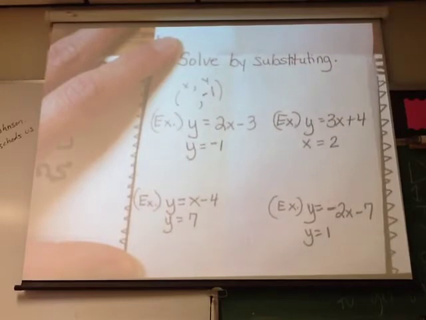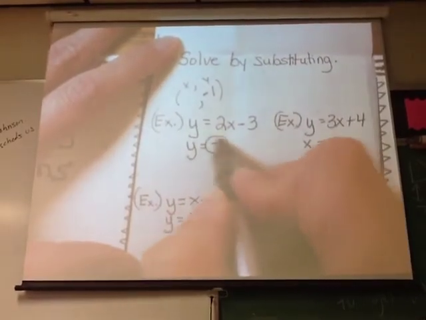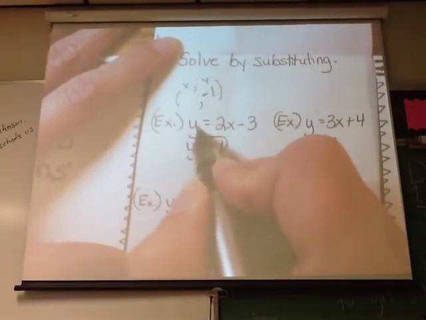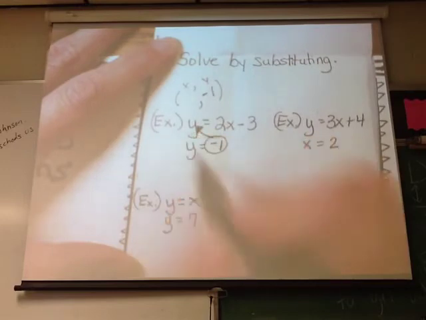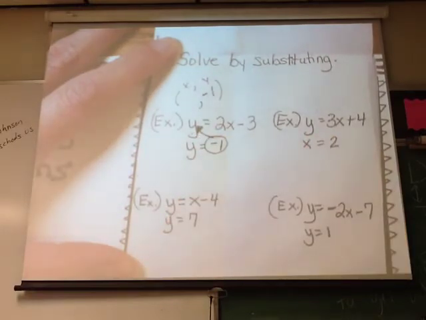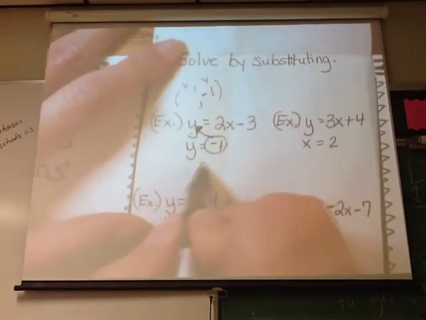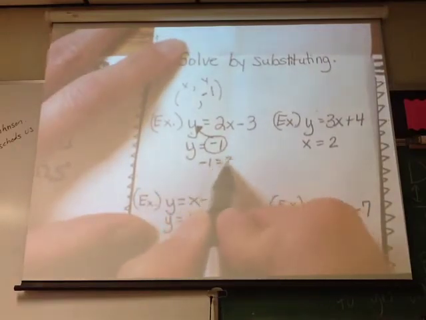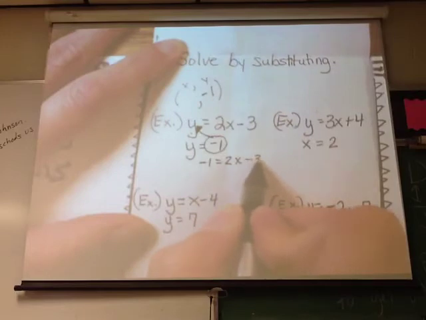For the first example, I'm going to write my x and y up here just as a reminder. Y is -1, so I already know half my answer. So go ahead and plug in the -1. Now to solve it, I need to take this right here and substitute it into my other problem. So I need to put the -1 right there. And since I can't cut this out, I'm just going to rewrite it down below, okay? So -1 equals 2x minus 3.